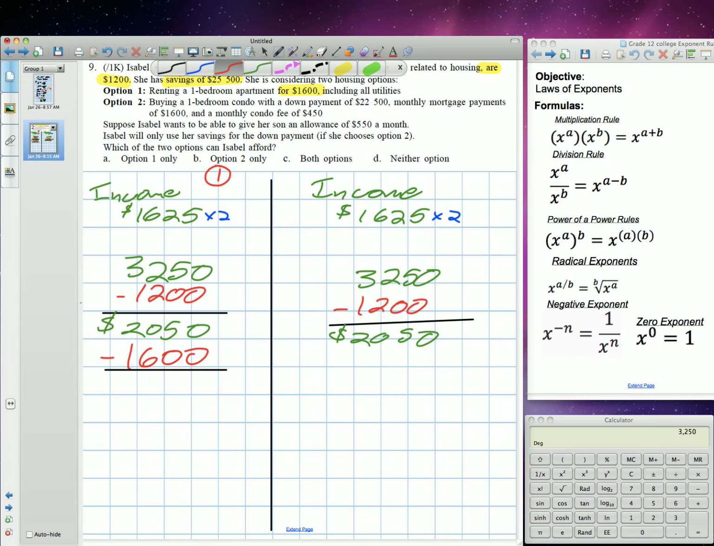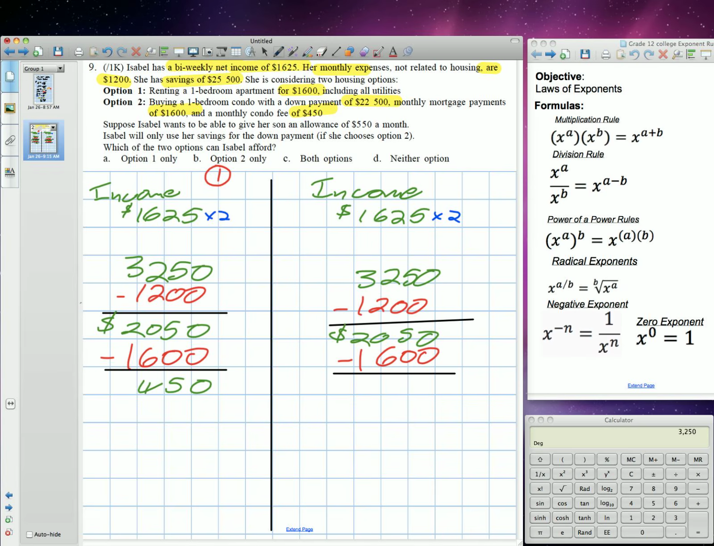That'll be option 1. And in option 2, it says she plans on buying a bedroom condo with a down payment of $22,500. So she has to be able to put that much money down. And monthly mortgage payments, so every month, of $1,600. And a monthly condo fee of $450. So she has quite a few fees monthly here. Okay? So she'll also be paying a mortgage payment of $1,600.